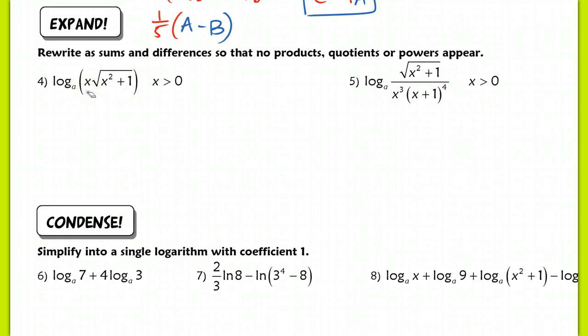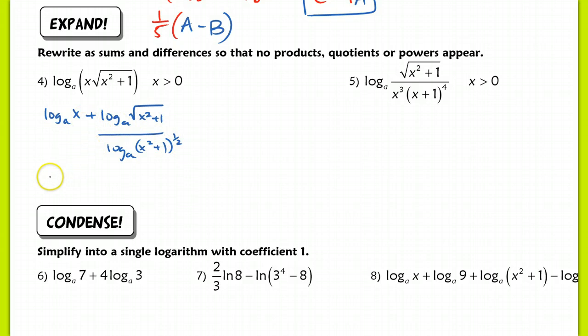Now on the inside of this I have a product, so the first thing I want to do is split that product up. I know that the log base a of x plus log base a of root x squared plus 1 is equal to this beginning expression. So now I look at this part and I try to rewrite this. This is equivalent to log base a of x squared plus 1 to the 1/2 power. Now I'm going to take that 1/2 and bring it out in front so that I now have, rewriting that first term, log base a of x plus 1/2 times the log base a of x squared plus 1.